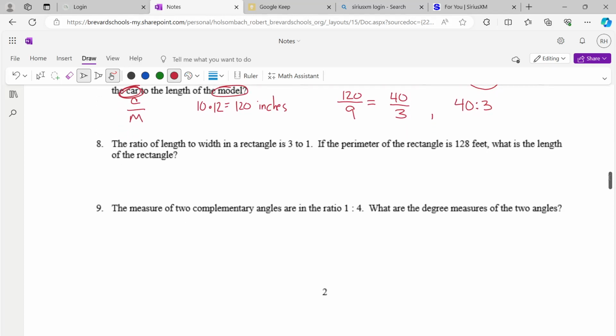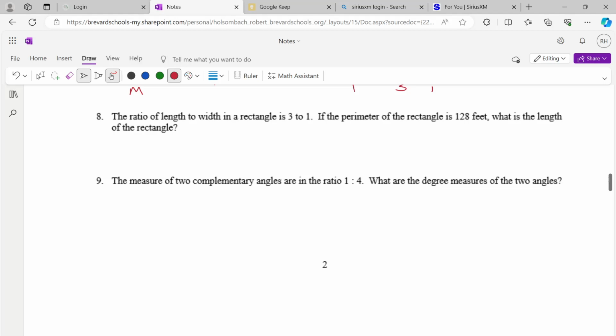All right, problem number 8 is another repeat from last week, but a lot of people didn't get this one right, so we're gonna do it again. The ratio of length to width in a rectangle is 3 to 1. So remember we had this rectangle. Bad rectangle, but anyway. Length to width, 3 to 1.